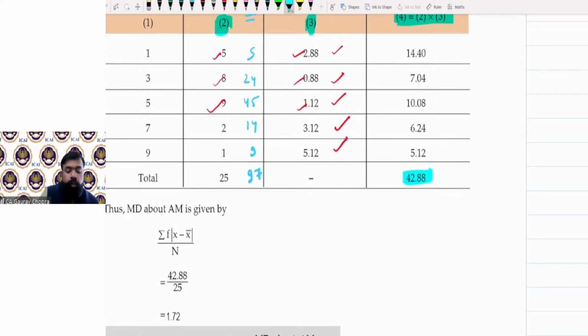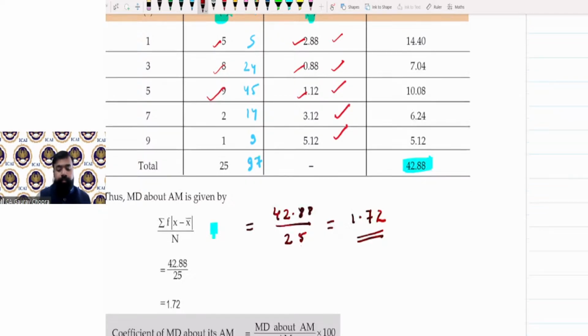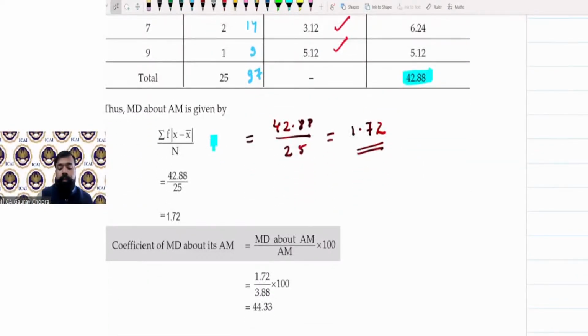So according to this formula, we will write 42.88 upon sigma f. Sigma f is how much? 25. So the result will be 1.72. This is mean deviation from mean.